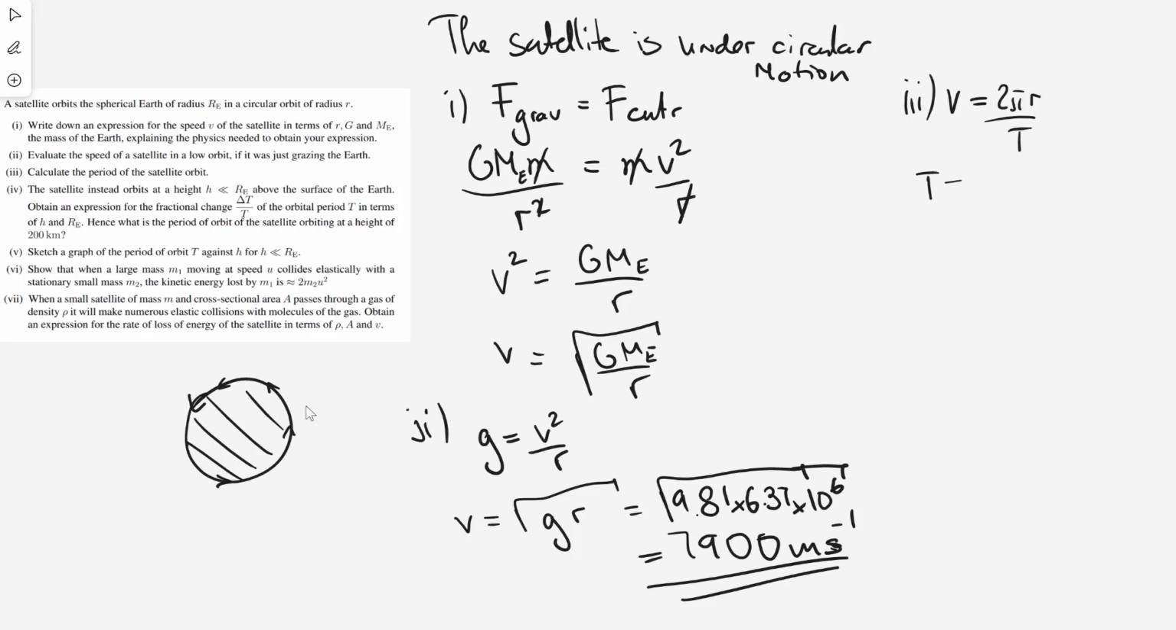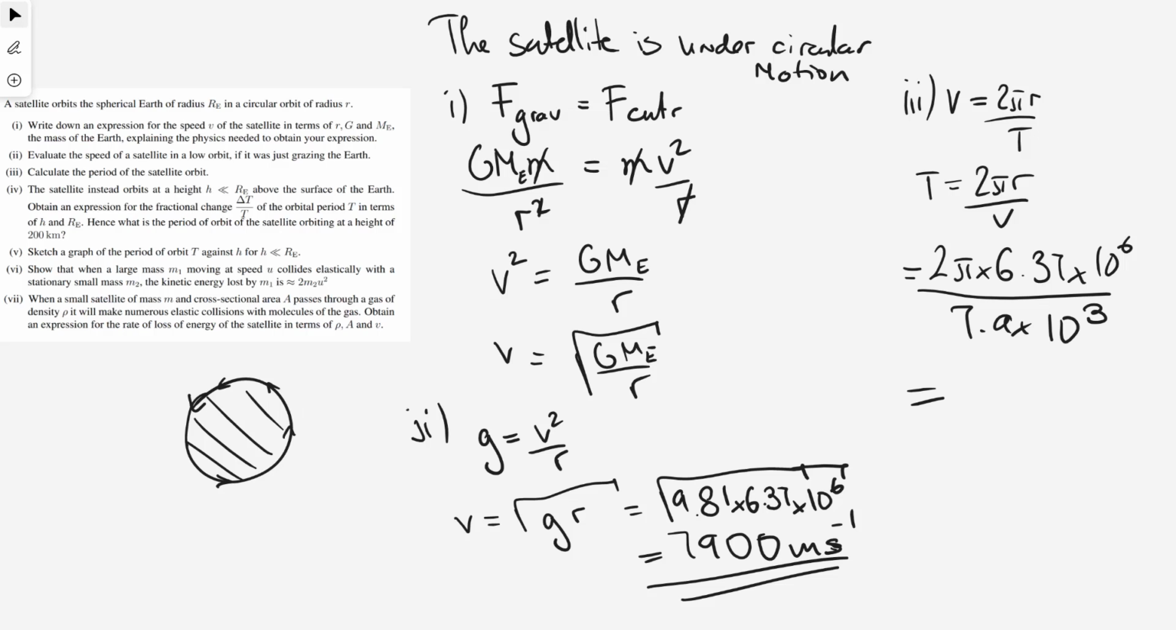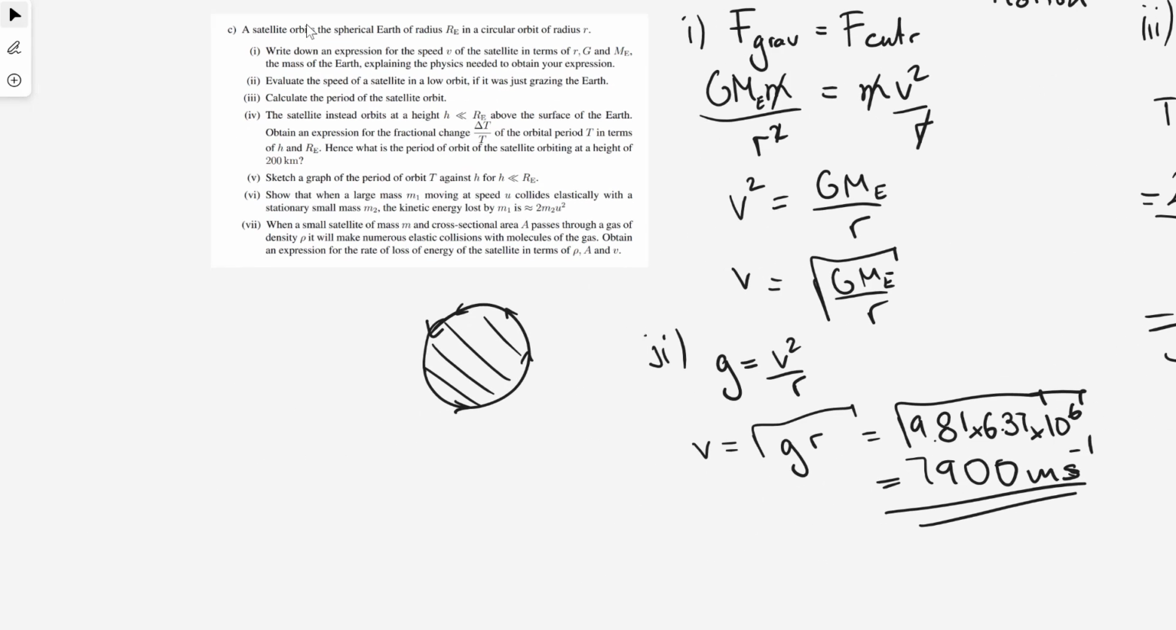So just rearranging for t, this will be equal to 2 pi r divided by v, and that will be 2 pi times 6.37 times 10 to the 6, that's just the radius of the Earth, divided by the speed that we just found out, which is 7.9 kilometers per second, or 7.9 times 10 to the 3. And this will give us about 5,060 seconds.